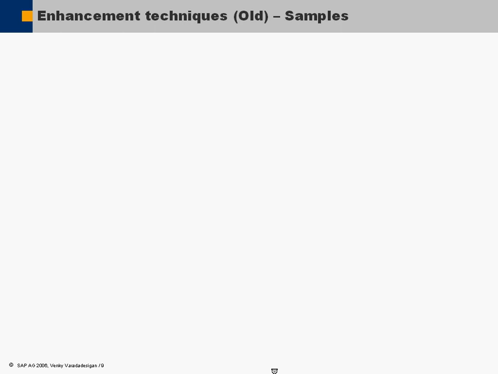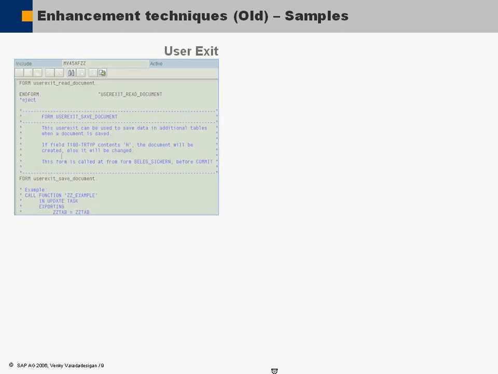Let's quickly take a look at the old ways of enhancing the ABAP system. The good old user exits, which are basically forms or subroutines being called from standard SAP code, and these forms are typically stored in an include program, and the customers can go in and put their own code in these user exits. Though the include is under the SAP namespace, SAP knows that this should not be overwritten.